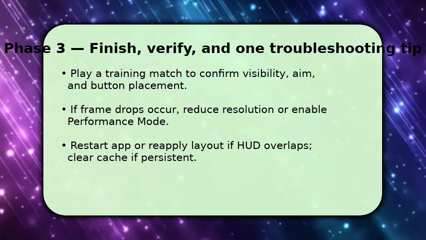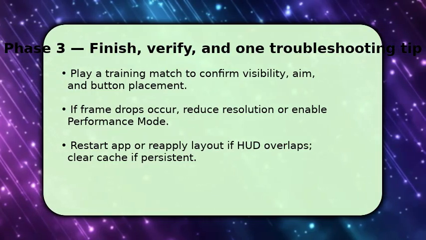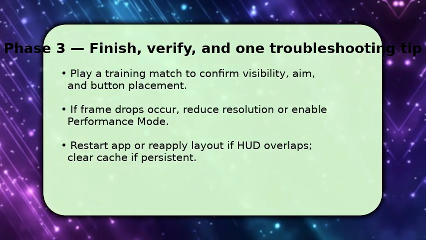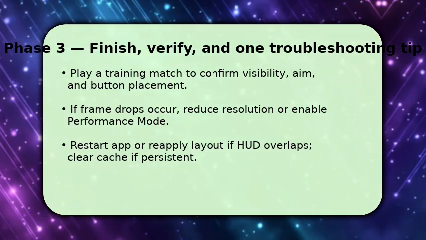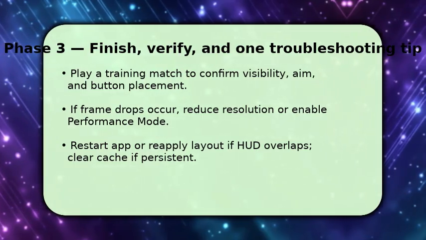Finish by validating changes in a live practice round. You want to confirm HUD visibility, aim feel, and that no buttons overlap the edges. If you notice frame drops, lower resolution or switch to performance mode. Smoothness beats ultra detail in fast fights.